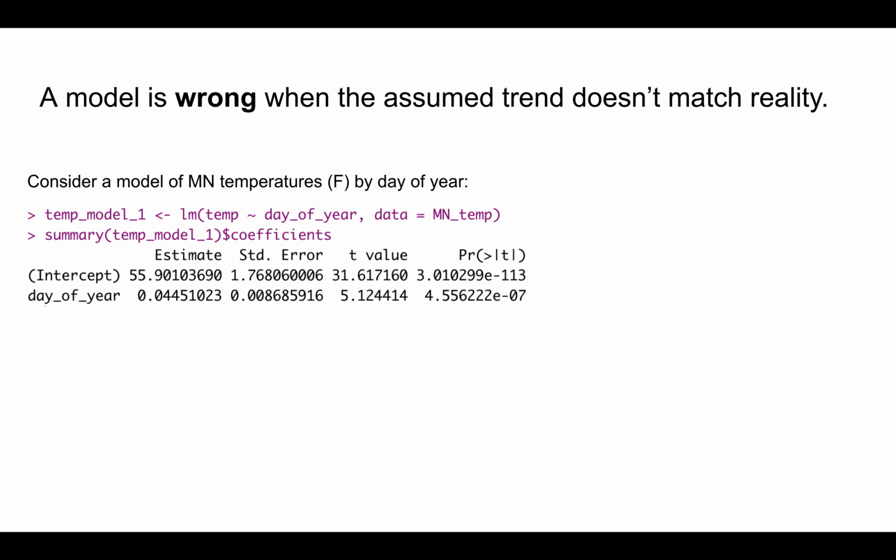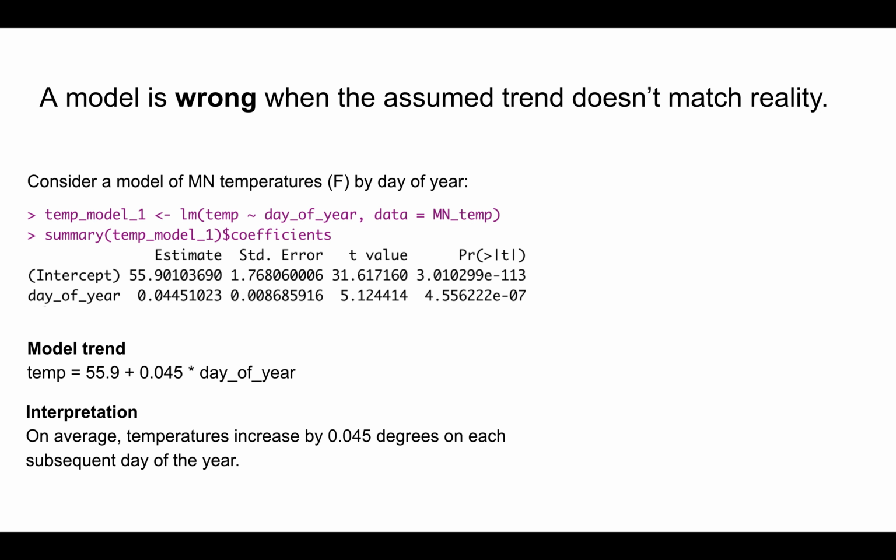For example, using a sample of temperature data, suppose we built the following statistical model of Minnesota temperatures in degrees Fahrenheit by the day of the year. From the summary table, we thus estimate the following model trend, which we can interpret as follows. On average, temperatures increase by 0.045 degrees for every day of the year. If you pause long enough here, you'll recognize that this conclusion is a bit absurd.